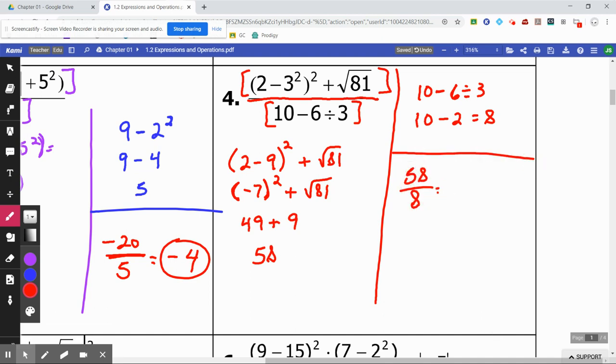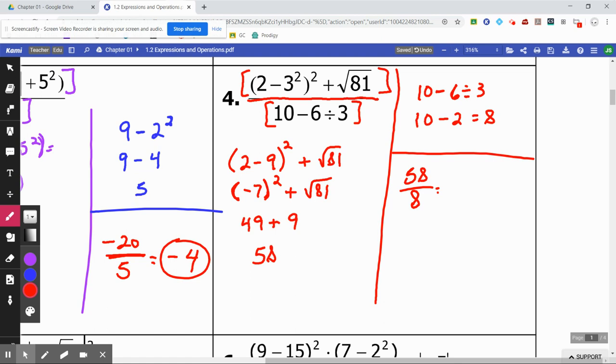Now let me show you in math how I want you to treat fractions or division. It's the same thing. This is 58 divided by 8. It is also 58 eighths. Make sure that you understand that division and fractions mean the exact same thing.